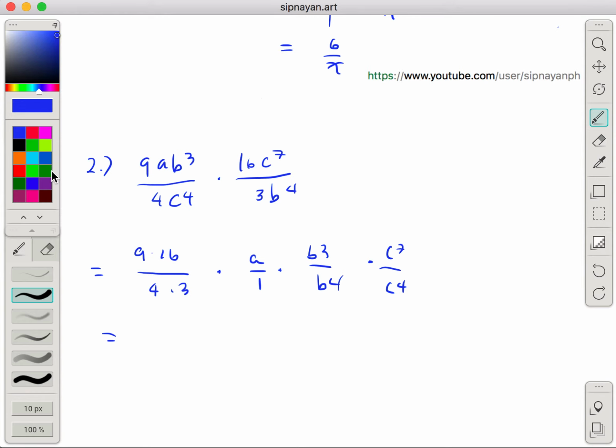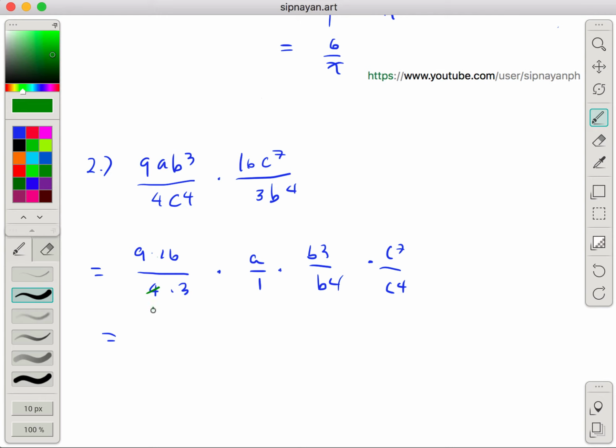So, we do cancellation. When we cancel, we divide the numerator and the denominator of a fraction by a number, no? So that it gets reduced. Actually, we call it the greatest common divisor or greatest common factor. So, these two, 16 and 4, we can divide them. By what number? By 4, right?